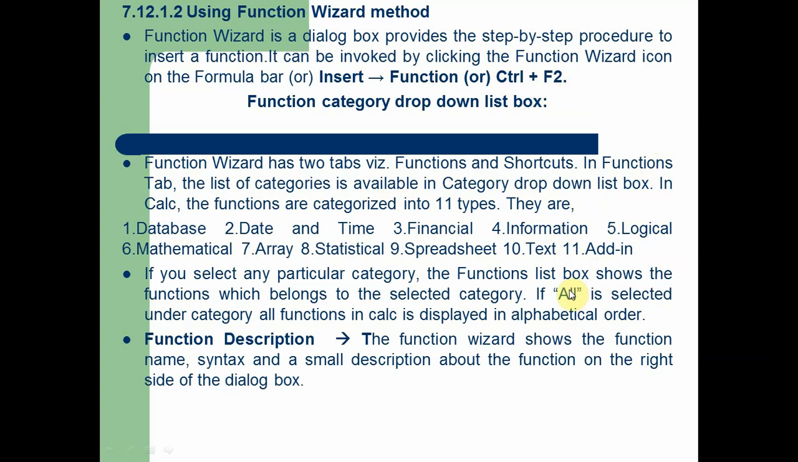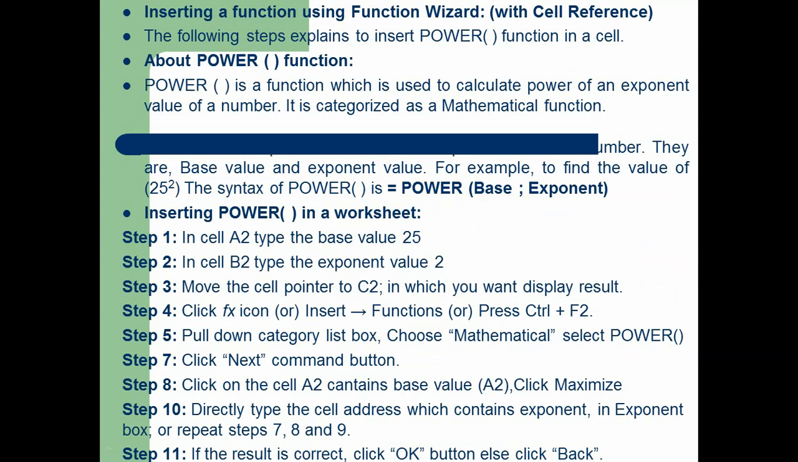If you select All from the drop-down list box, then all the functions will be displayed below in the list box. When you select any function, you can see the function description, that is, some definition about the function, some rules of using the function name, like the function name, syntax, and other description related to the currently selected function.